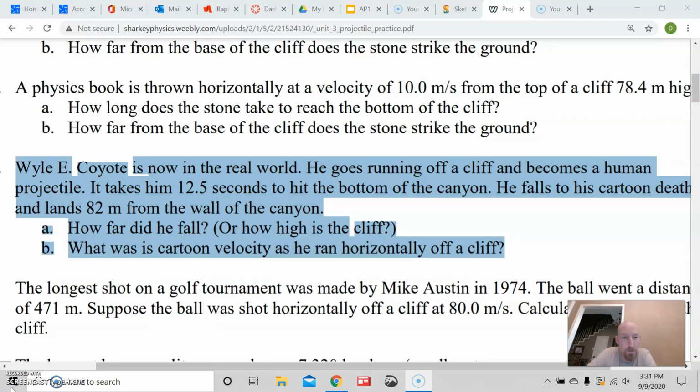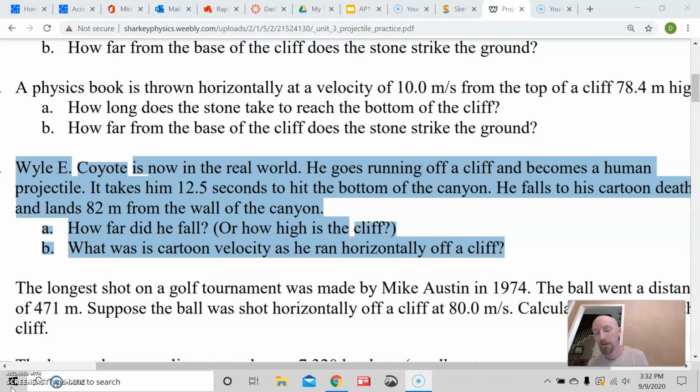Wile E. Coyote is now in the real world. He was running off a cliff. He becomes a human projectile, although Wile E. Coyote is not a human. But anyway, it takes him 12.5 seconds to hit the bottom of the canyon. He falls to his cartoon death, and he lands 82 meters from the wall of the canyon. How far did he fall? Or conversely, how high is the cliff? What was his cartoon velocity as he ran horizontally off of a cliff? So this is the problem.